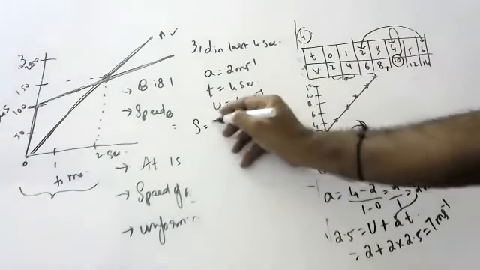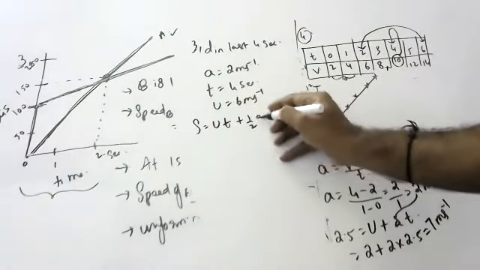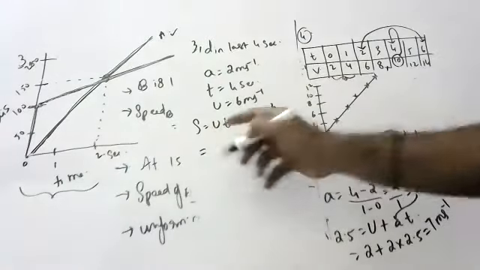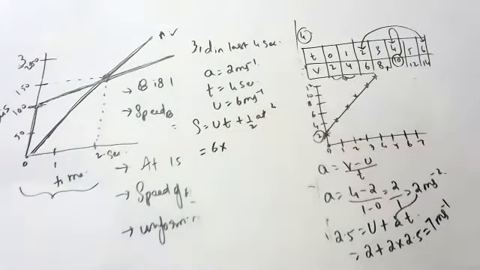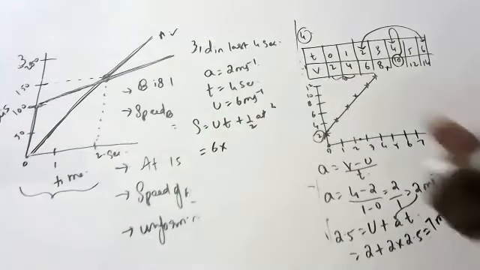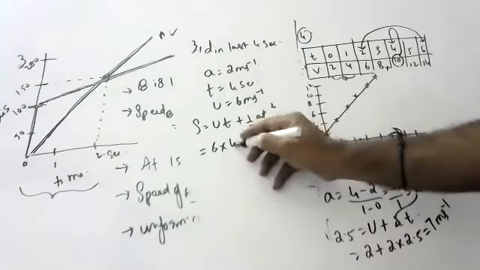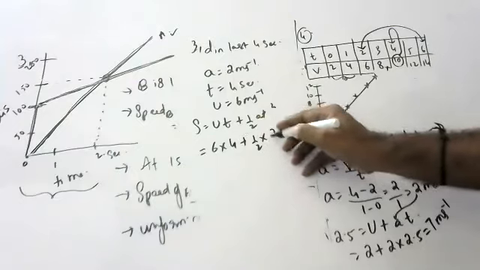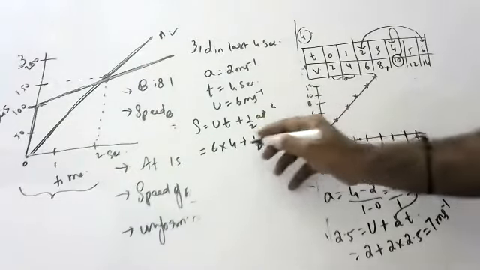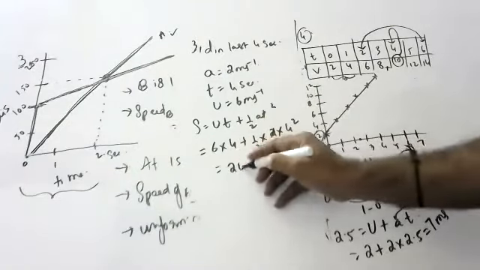Now fine, children. Nobody is saying anything. I wanted to ask a little doubt. 6 into 4 plus half into 2 into t square, that is 4 square. Okay, so children, 6 fours are 24 plus 16.